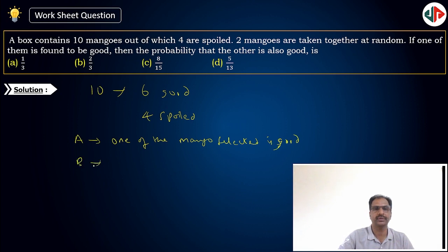So which event probability is required? Find the probability that the other drawn mango is also good. So required probability is P of B by A, which is P of A intersection B by P of A.